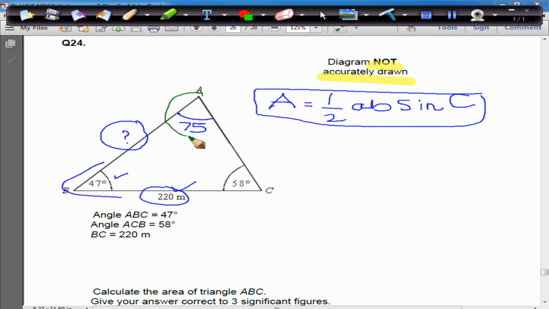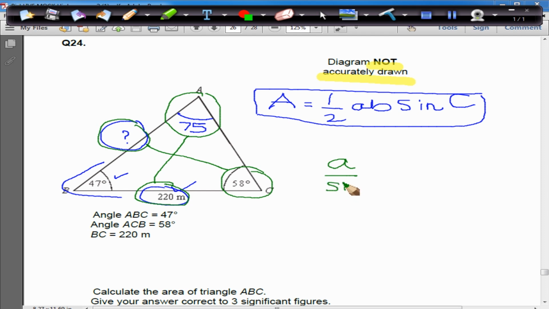Okay, what do we know? We know this angle now, and we know its corresponding side. Join them up with a dumbbell. This is where I showed you before. We know this angle here, and we don't know its corresponding side, so that makes another set of data. So what do we use now? We use the sine rule. So we say a over sine A equals b over sine B.